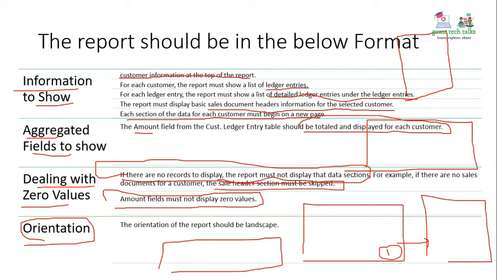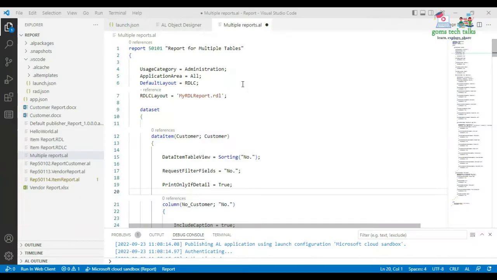I'll show you the code, the properties we have discussed so far, and how I have connected all these tables together in the report. Then I'll show you live how I'm going to design the RDLC report in the report builder. Let's see. So this is the report which I have created.